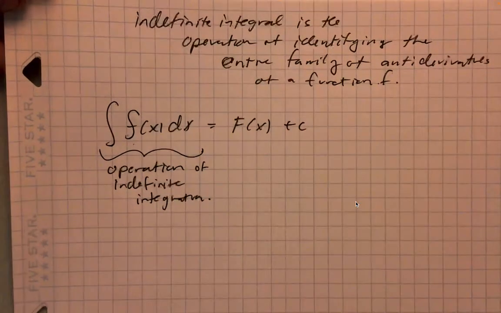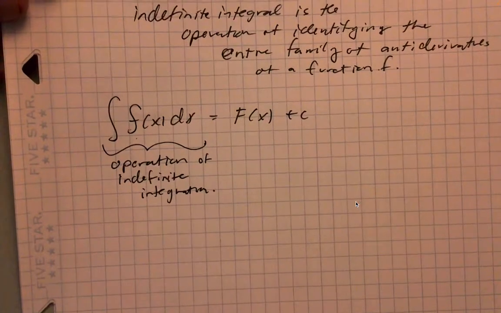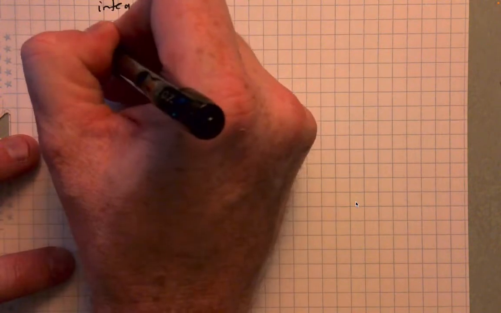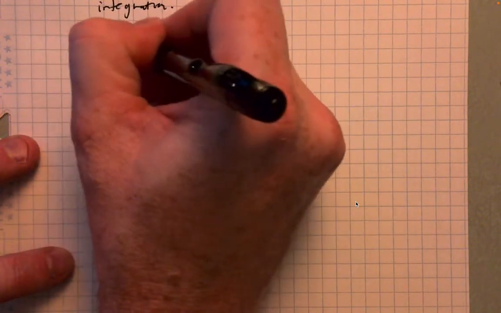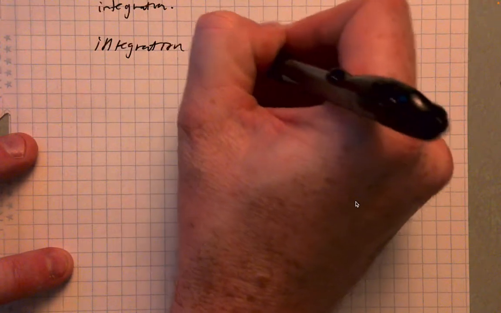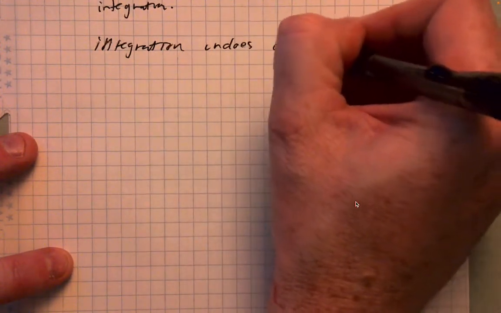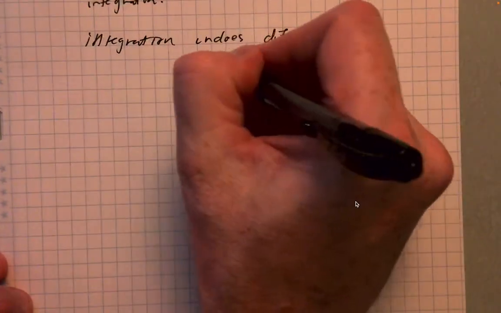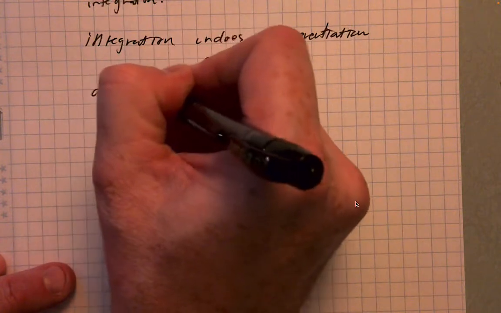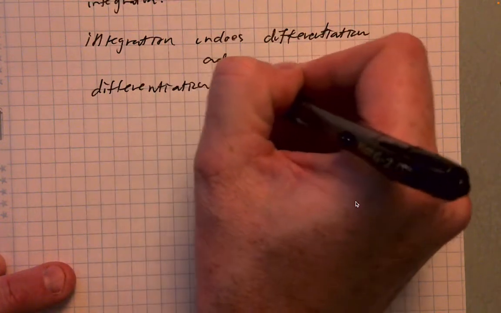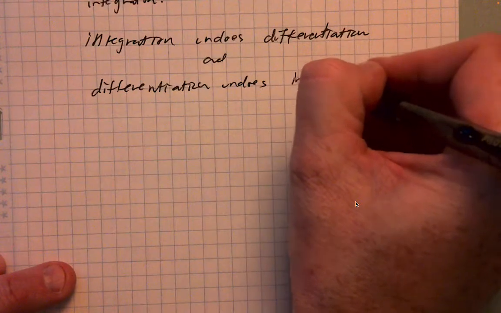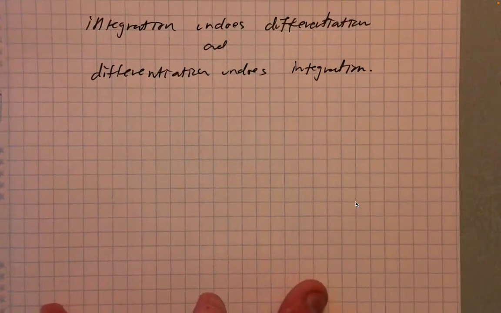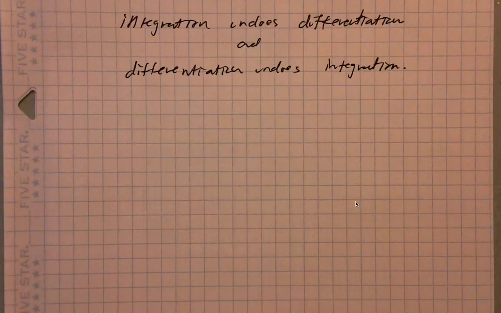We talked through that, and we had a very nice proof in the previous section of the fact that all of the members of the families have a particular form. And then what we said was integration undoes differentiation, and differentiation undoes integration. Okay, so we saw a quick derivation of that fact.